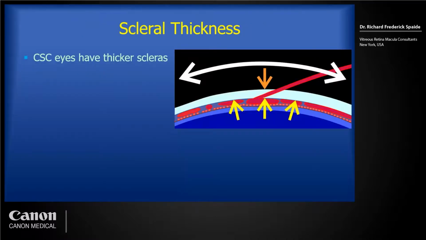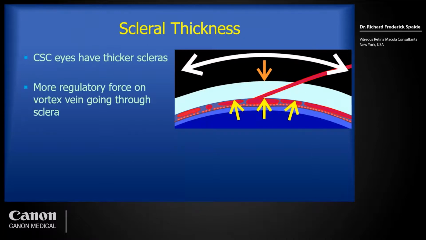Central serous eyes have thicker scleras than do normal eyes. You can imagine that there will be more regulatory force on the vortex vein as it leaves the eye going through a thicker sclera than there would be going through a thinner sclera. Of interest is males have a thicker sclera than do females, so this would affect both the outflow of blood through the vortex vein as well as the removal of fluid from the posterior pole of the eye through the posterior sclera.